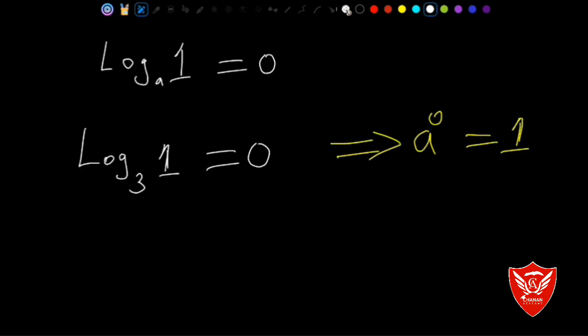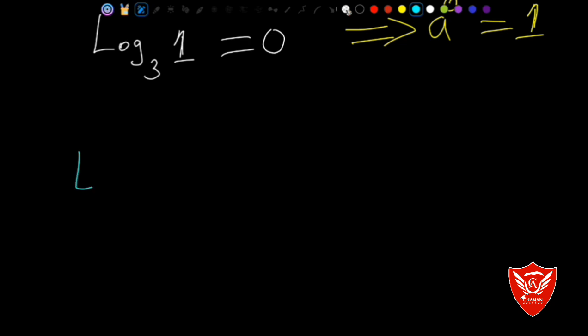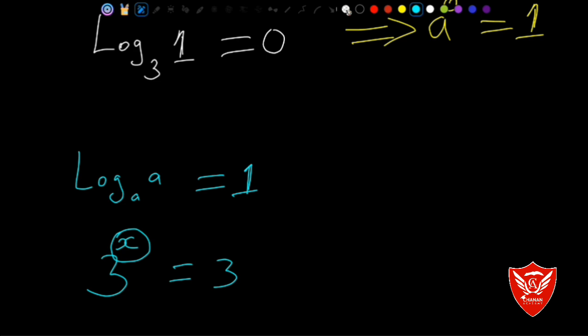Alright, let's move on. Also, if we have the log of the same base, the value is 1. Don't forget, for a value raised to the power of x to be equal to, let's say, 3, it simply means that x must be 1 for it to be equal to 3, because any value raised to the power of 1 is still that value. So that is why the log of the same base is equal to 1.